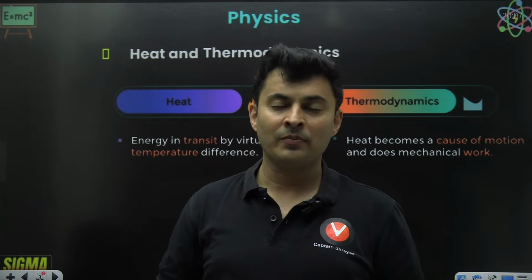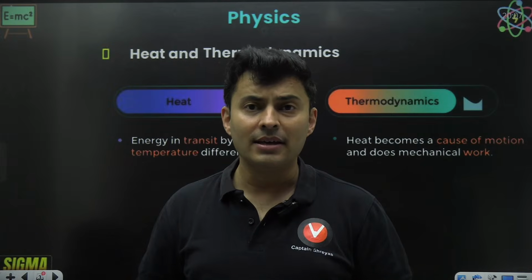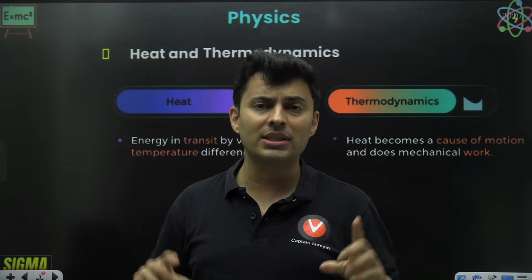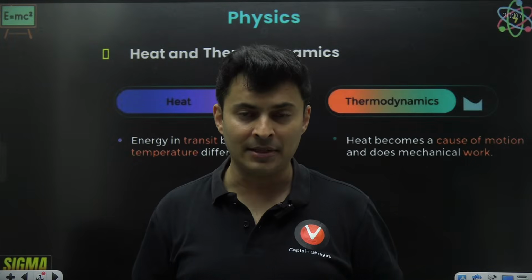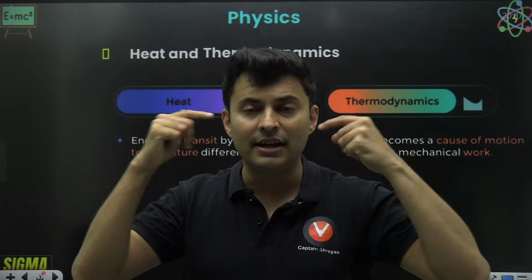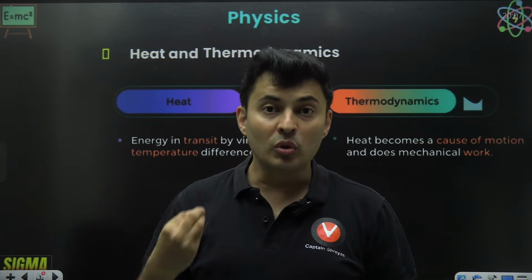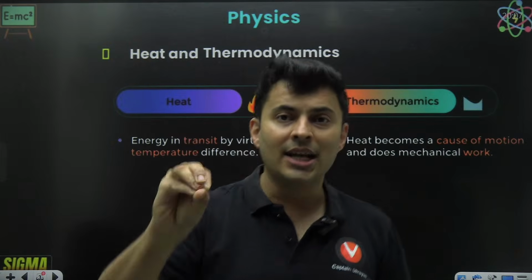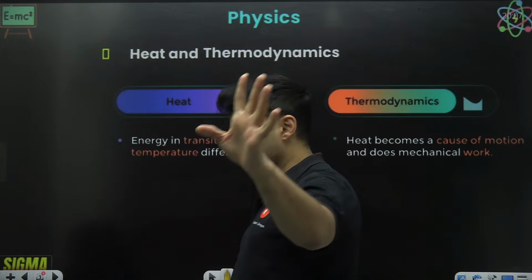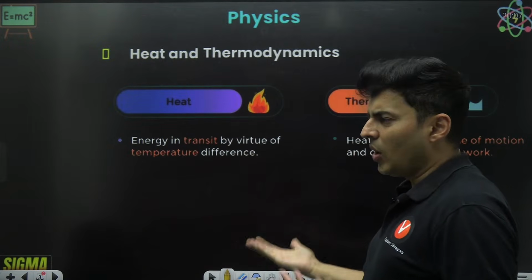It is in motion. The energy which is possessed by a body, that is called internal energy. So that 100 laddus actually is my internal energy. And when Pandu took away 20 laddus, my internal energy reduced by 20 laddus. It became 80. So those 20 laddus are in transit. That energy in transit is called heat. Is that clear? Very good. Energy in transit because of temperature difference.